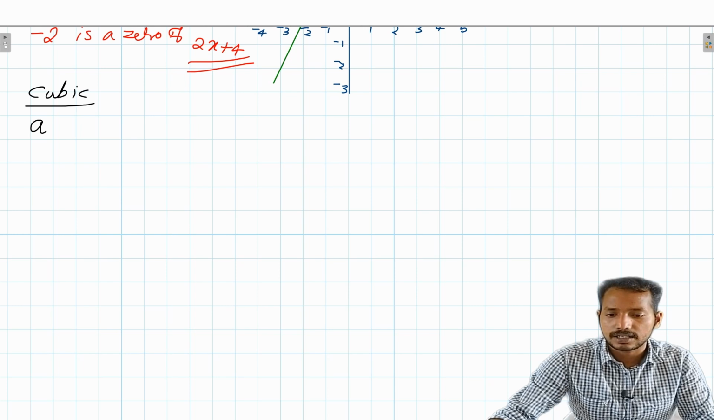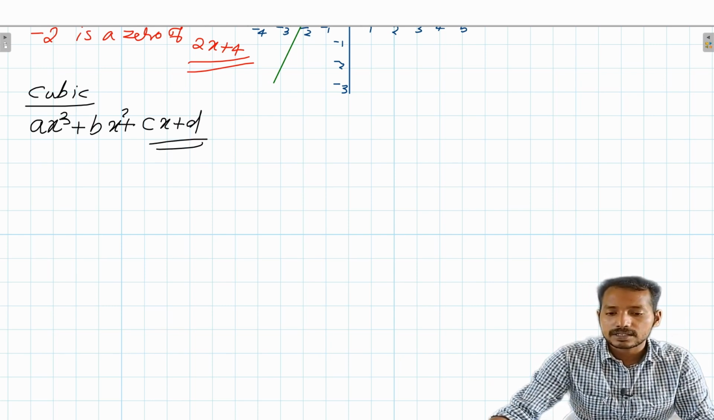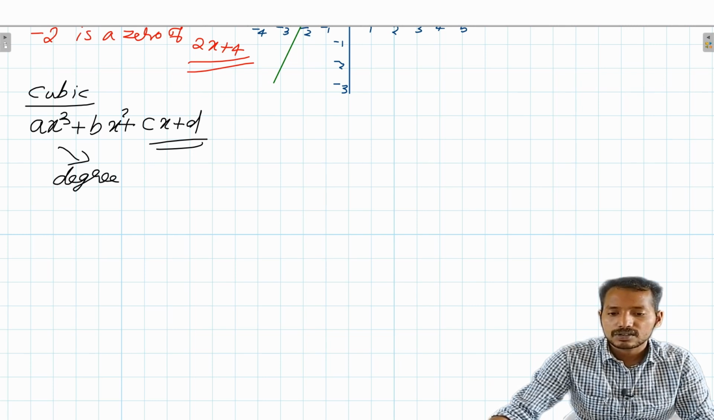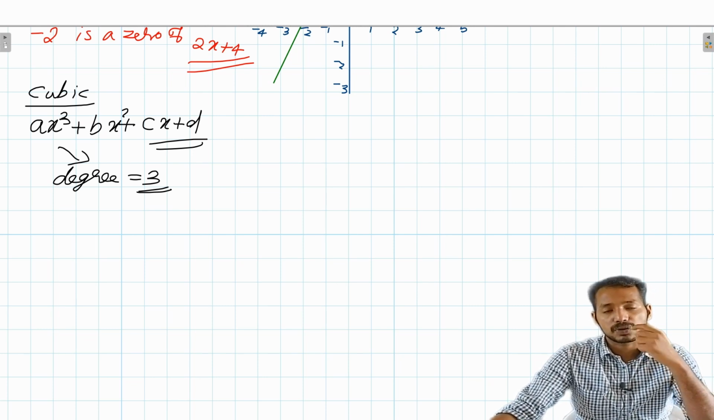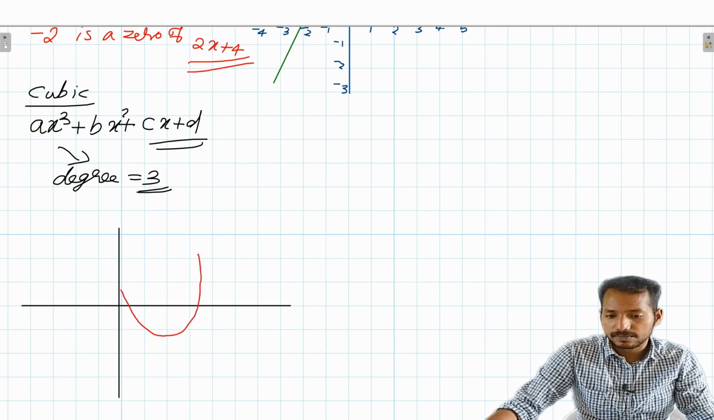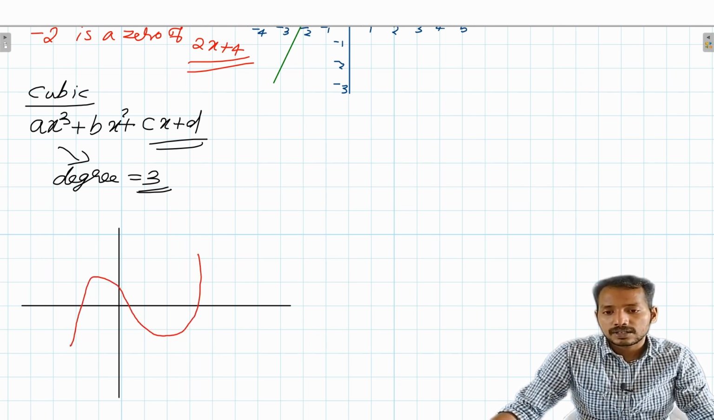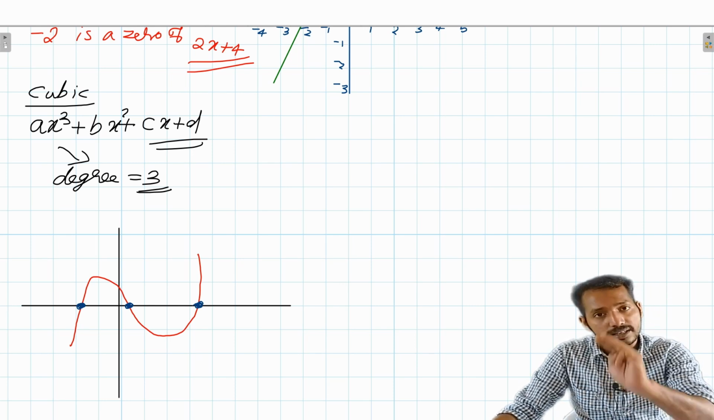the general formula of a cubic polynomial is ax cube plus bx square plus cx plus d. This is the general formula of the cubic polynomial, and its degree is equal to 3, because the highest exponent of the variable is 3. Its graph will generally be like this. That is, it intersects the x-axis at 3 points. That means it has 3 zeros, because its degree is 3.